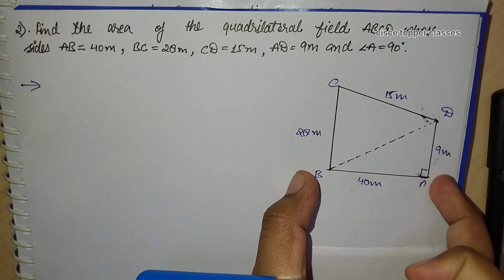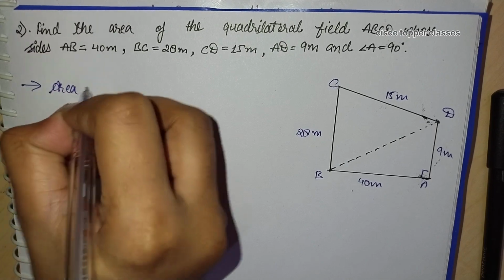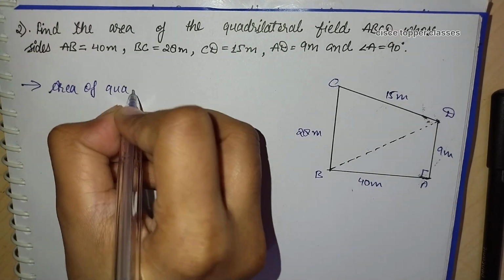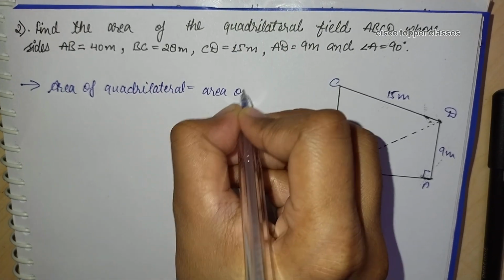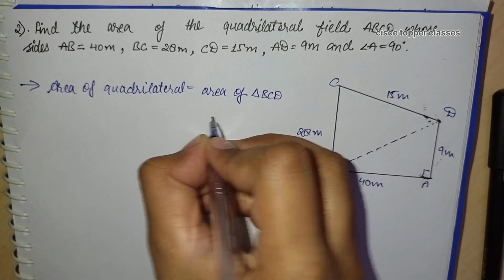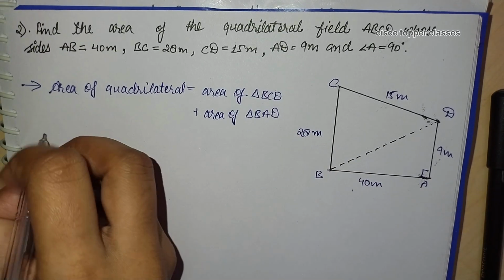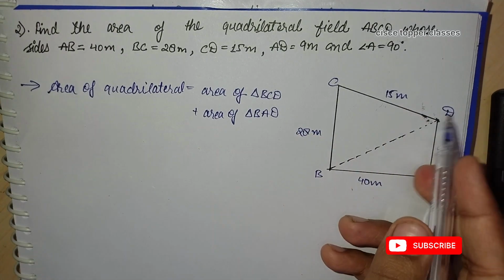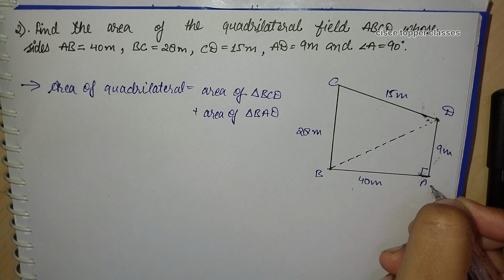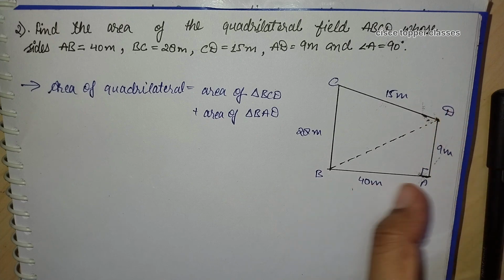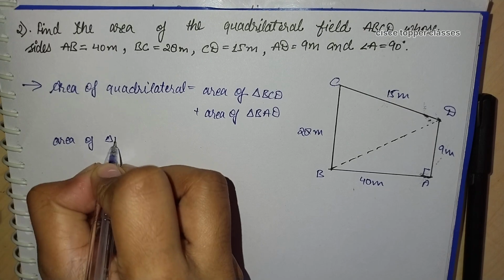Means the area of quadrilateral ABCD is the area of triangle BCD and the area of triangle BAD. So let us write firstly, area of quadrilateral is equal to area of triangle BCD plus area of triangle BAD. To find the area of BCD here, we will use Heron's formula by finding the hypotenuse with the Pythagoras theorem, because angle A is equal to 90 degrees. And here the area of triangle BAD will be half base into height. So firstly write the area of triangle BAD here.